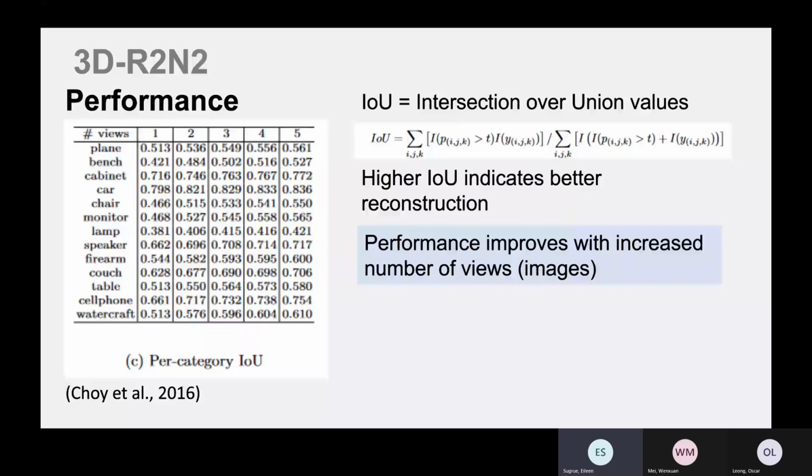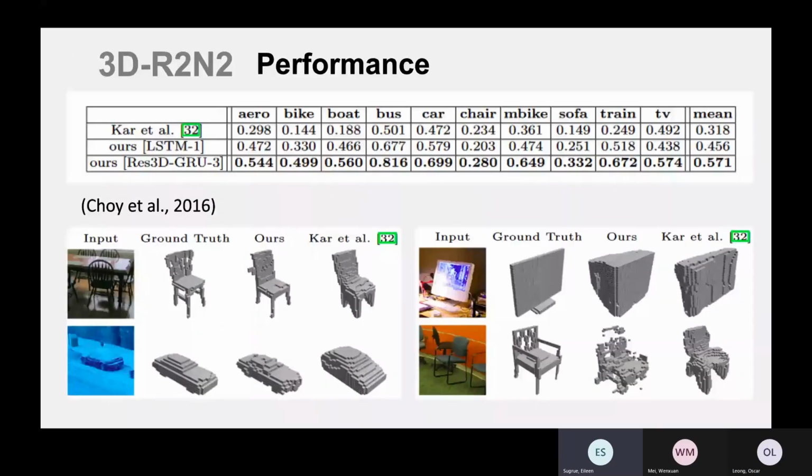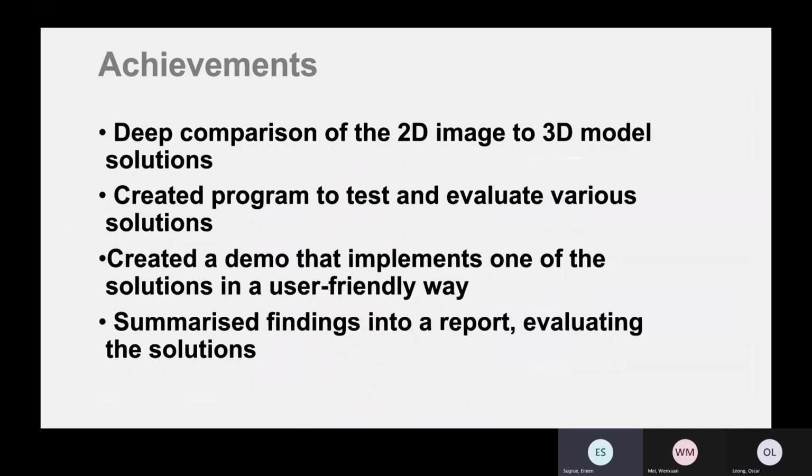3D R2N2 is also compared against other solutions across multiple image categories. On average it performs better, though there are some edge cases, such as a chair with thin legs and a computer monitor. These will be solved as the technology improves over time.